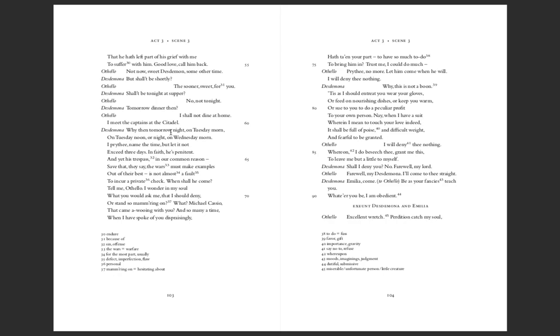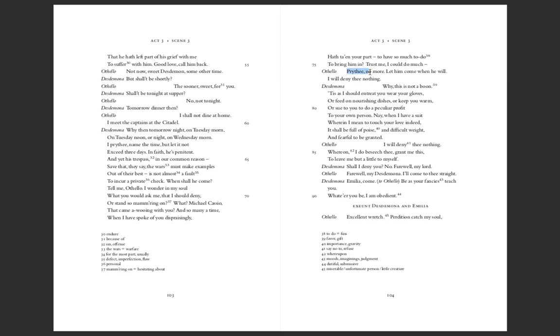She says, "Why then, tomorrow night, or Tuesday morn, on Tuesday noon, or night, on Wednesday morn, I prithee name the time, but let it not exceed three days. In faith, he's penitent. He is Cassio." So he's sorry, he's really sorry. "And yet his trespass in our common reason, save that they say the wars must make examples out of their best, is not almost a fault to incur a private check." So, he didn't do anything that bad. He messed up, but you should forgive him. And she keeps on saying, and then at one point she even says, "Look, Cassio came a wooing with you, and he actually persuaded me of your good character, so Cassio is one of the reasons that we got together."